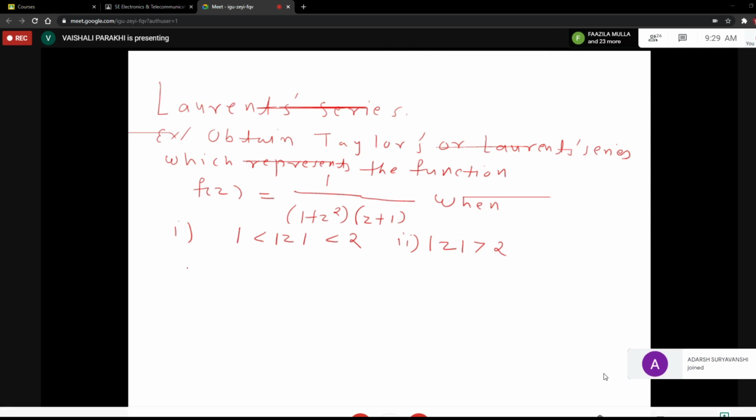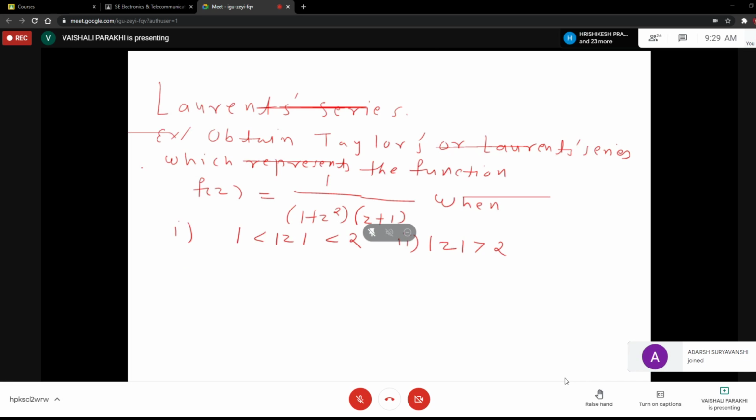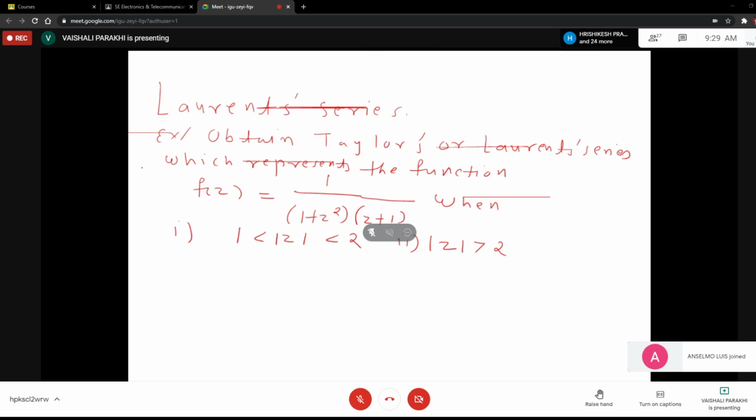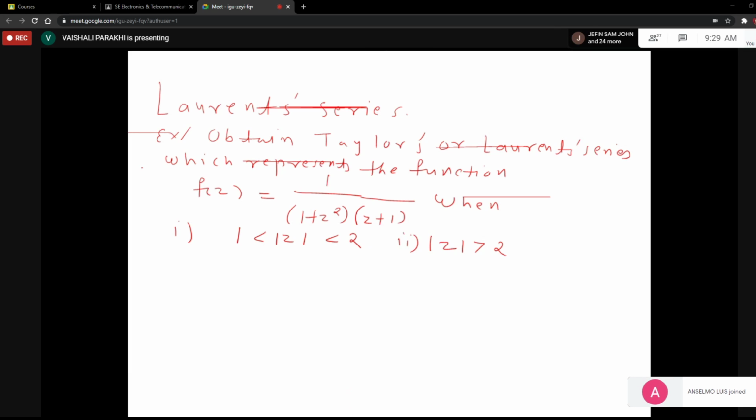Okay. So now let us start the solution, students. Now see, in this particular problem, usually they will give you the region where you want to find out the Taylor's or Laurent's series. So here it is given that your function is f of z, which is equal to 1 upon (z square plus 1) into (z plus 2), right?